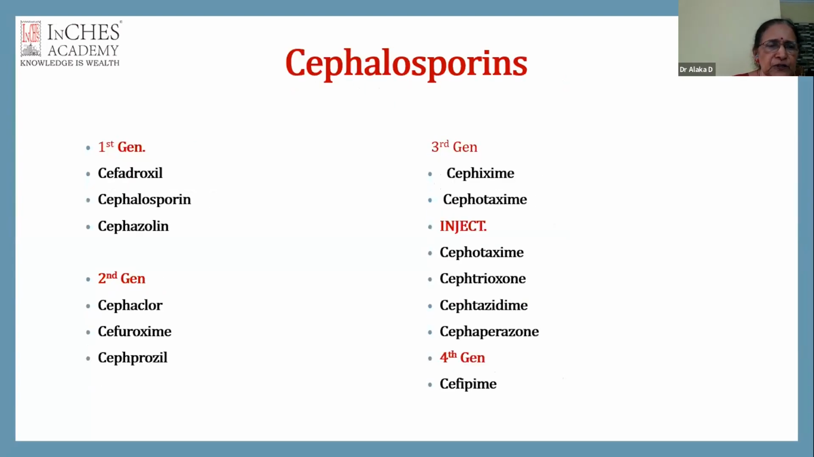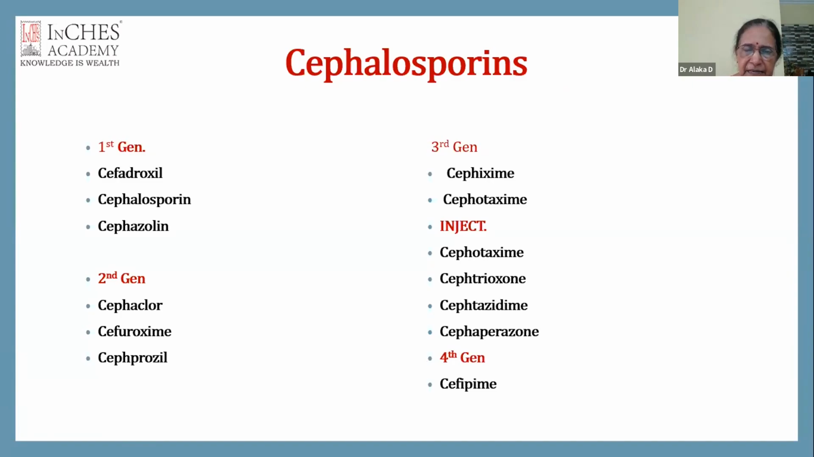Then we have cephalosporins. First generation cephalosporins are cefadroxil, cephalexin, and cefazolin. Second generation: cefaclor, cefuroxime, and cefprozil. Now these are very good. They have an extended spectrum, gram-positive and gram-negative, and work wonderfully on enteric fever also. But again, we have to use caution, because inadvertent use will cause resistance. Third generation is cefixime and cefotaxime.